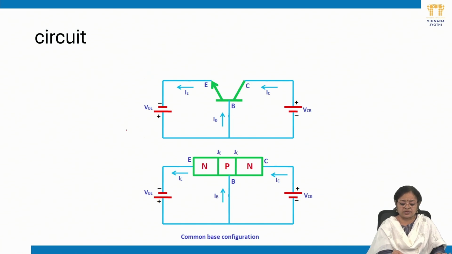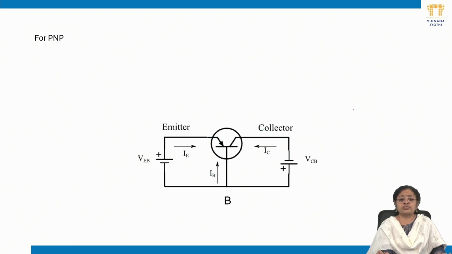Here we can observe that VBE is forward biasing, and this is reverse biasing. The previous diagram was for an NPN transistor; here we are showing a PNP transistor. Only the transistor biasing is changed, that is, the power supply polarities are changed. Since this is PNP, P has to be connected to P, leading to forward bias of the emitter terminal and reverse bias of the collector terminal, leading to active region operation.